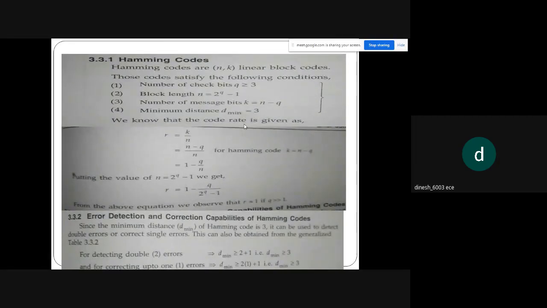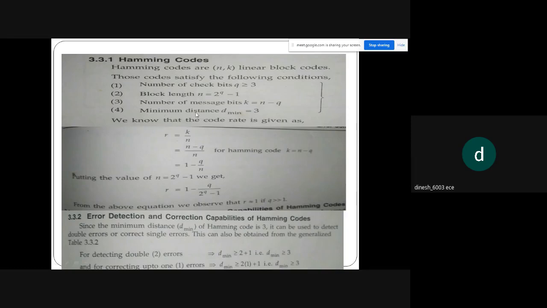And the number of message bits should always be k equal to n minus q. So k will be equal to n minus q, where n we had found as 7 and q we had found as 3, so k is equal to 4 if you take q equal to 3. Then the n comma k linear block code will become n equal to 7, k equal to 4. So the 7 comma 4 linear block code is your minimum Hamming code.